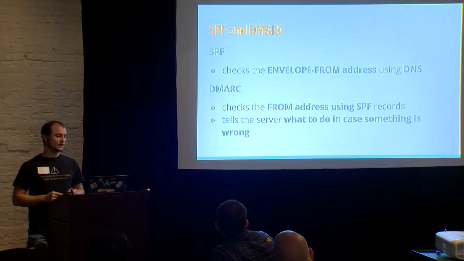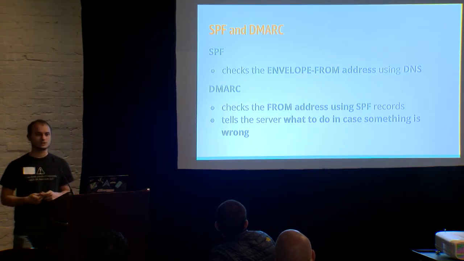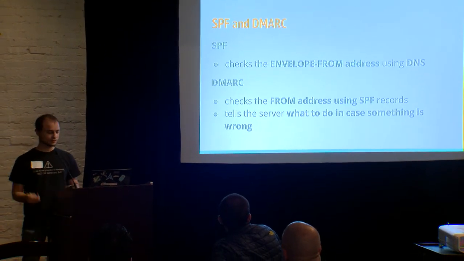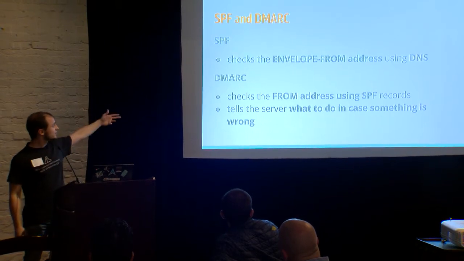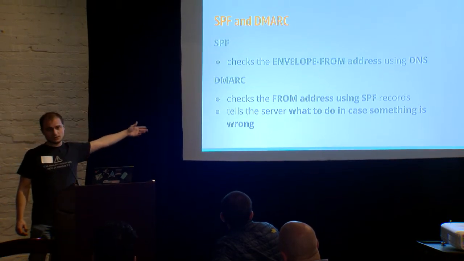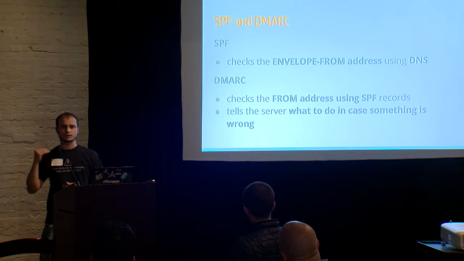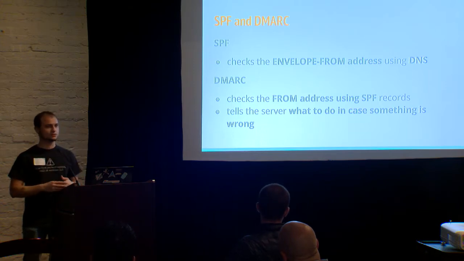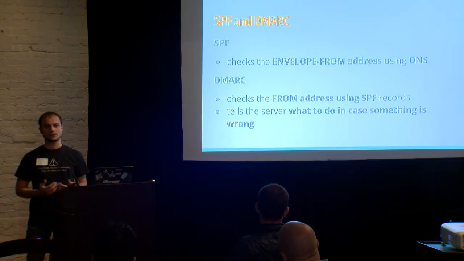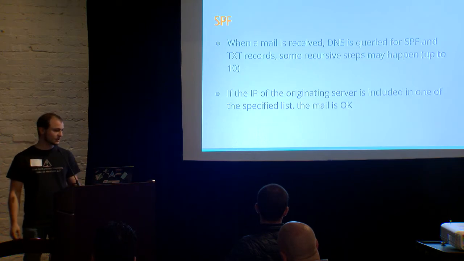That's that. It wasn't, of course, enough, because it only protected the envelope from header in emails. So an extension, DMARC, was later developed to also protect the from header and to tell the server what to do if an email didn't pass the checks.